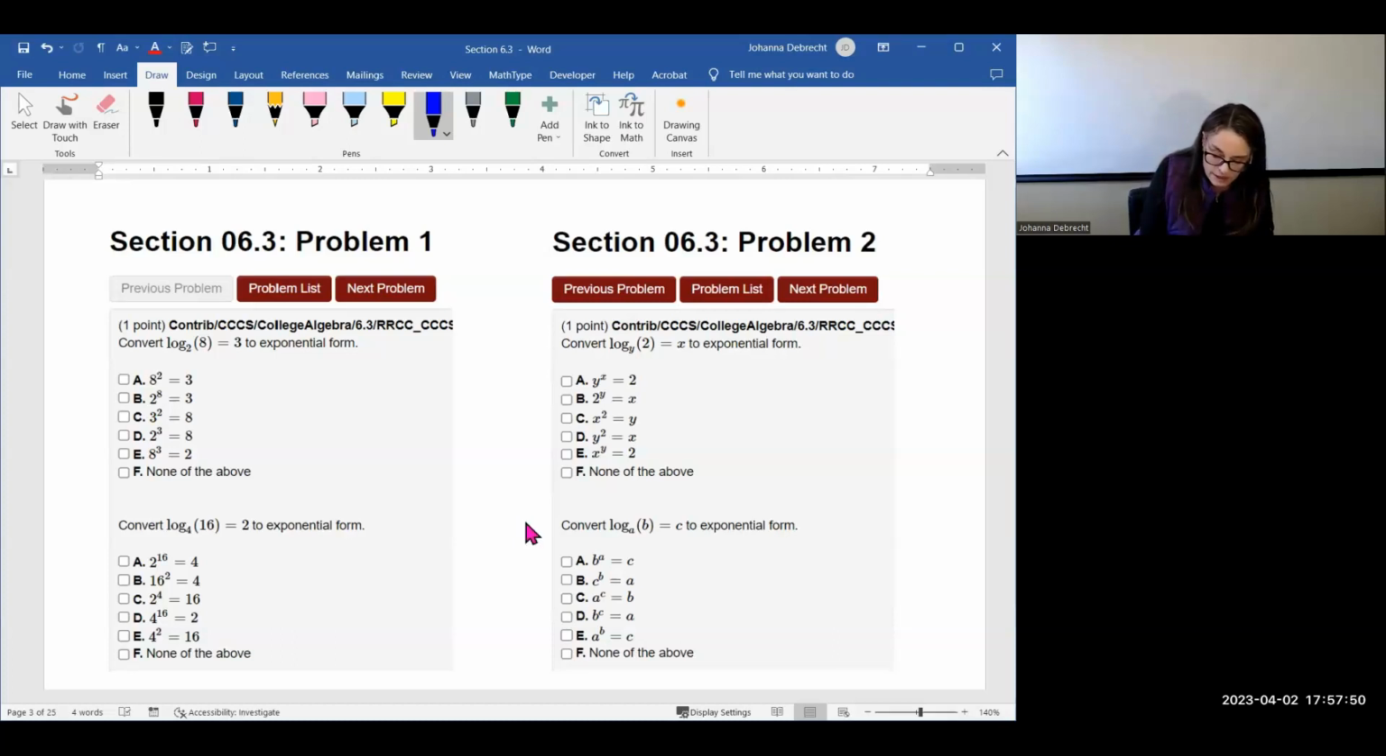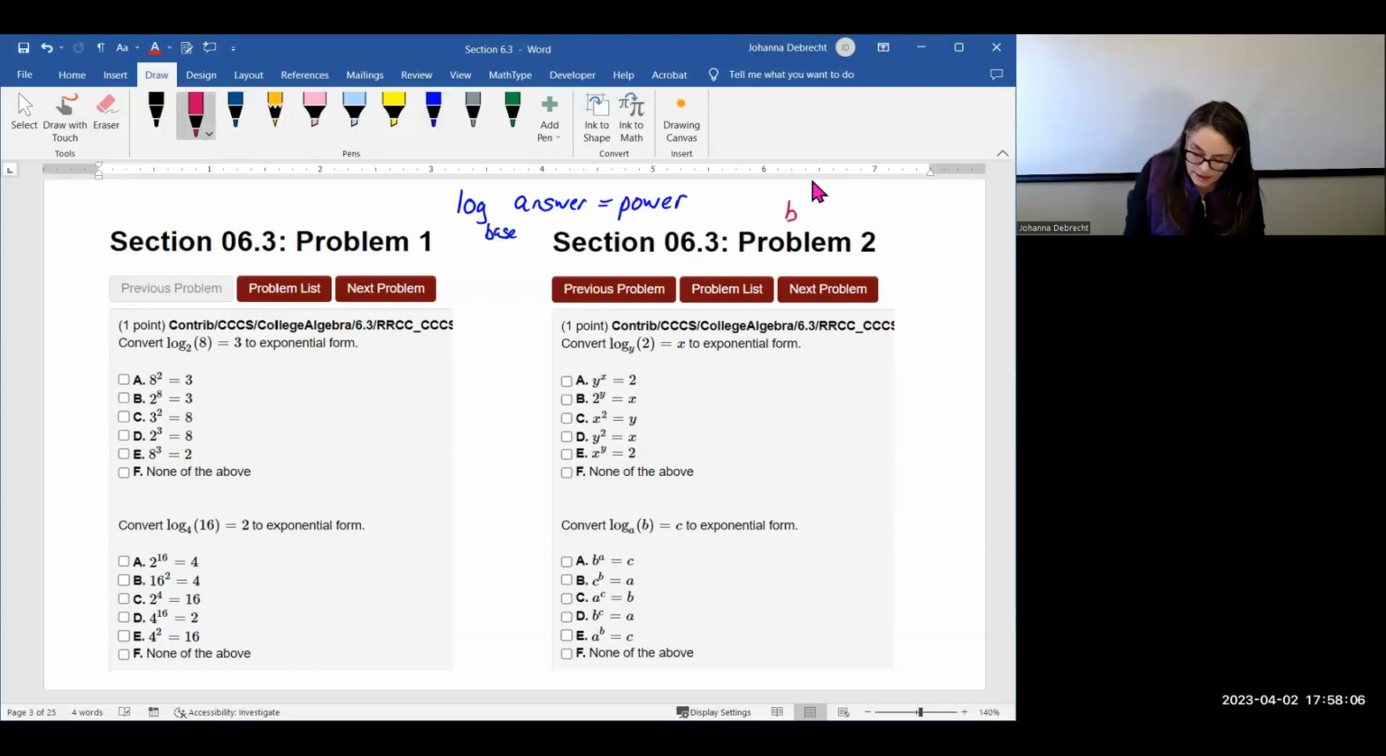So I've got log, below and to the right of the base, answer equals power. And in exponential form, this is base to a power equals the answer. These are the locations, all right? So I'm going to switch from one form to the other.